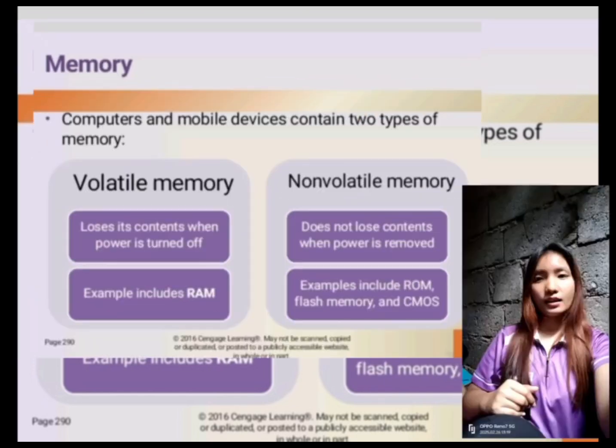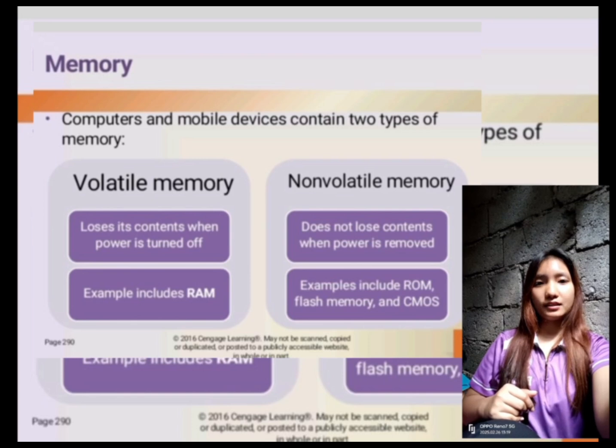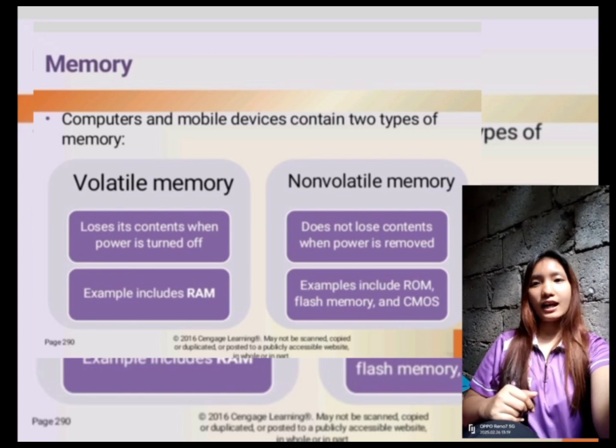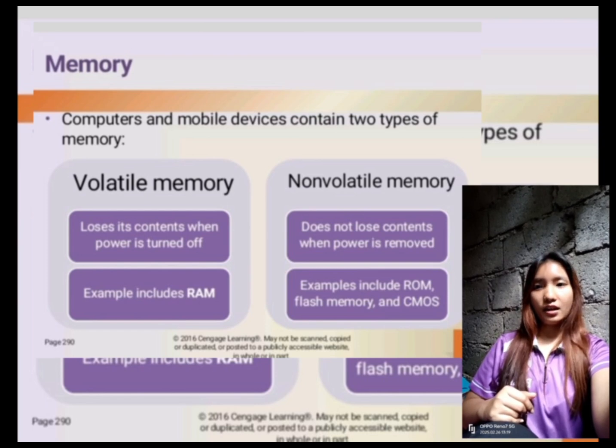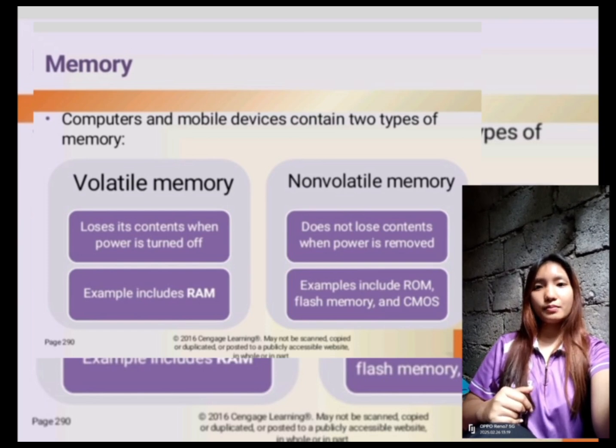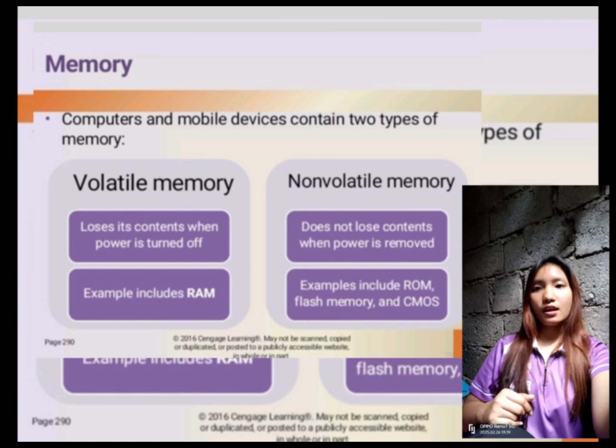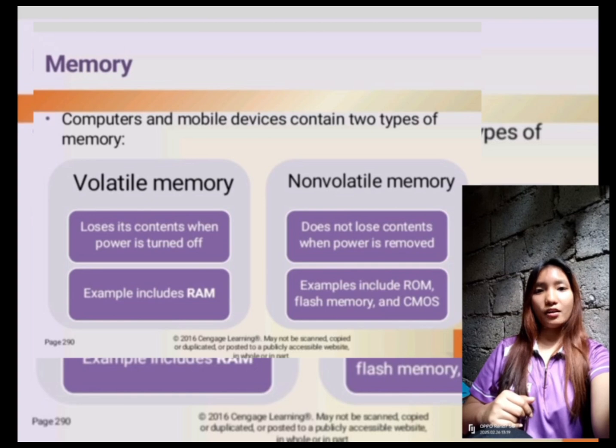And the next is non-volatile memory. This memory keeps its data even when the power is off. Examples include ROM, read-only memory, flash memory like in USB drives, and CMOS, complementary metal oxide semiconductor memory, used to store the computer's BIOS settings. Think of it like a notebook. The information remains even after you close it.